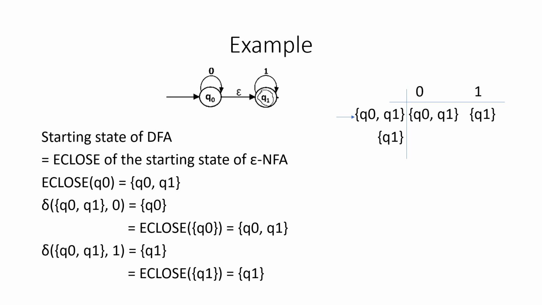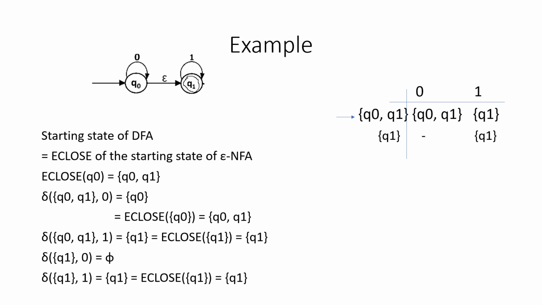Next we have to find transition for Q1. So Q1 on 0: since there is no transition on input symbol 0, nothing. If there is no state, then we need not find E-close for it. We can leave it as such. Next for 1 we get Q1. What is E-close of Q1? Q1 itself. So this is the answer. Since we don't get any new states after this, the iteration stops with this.